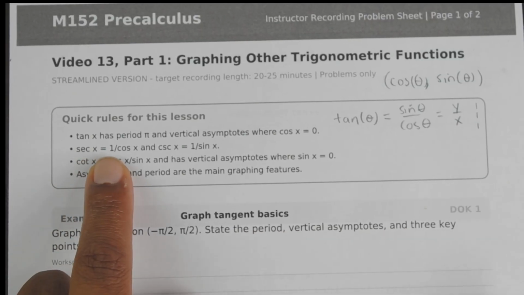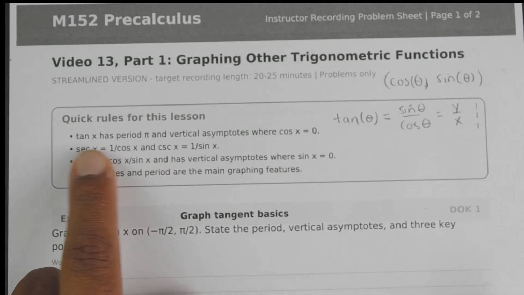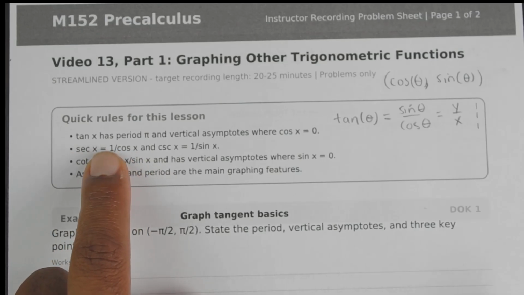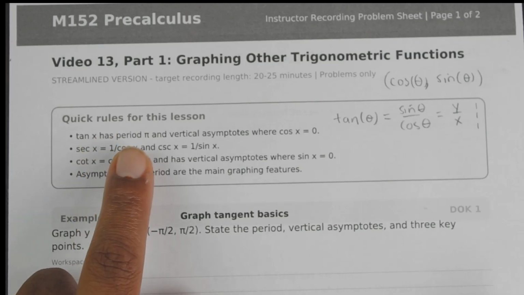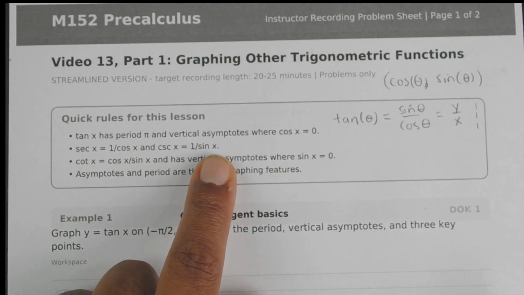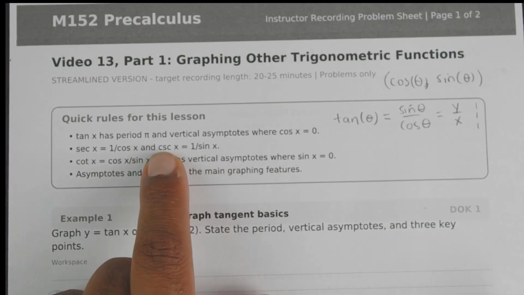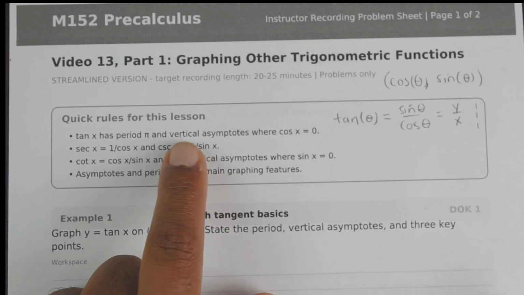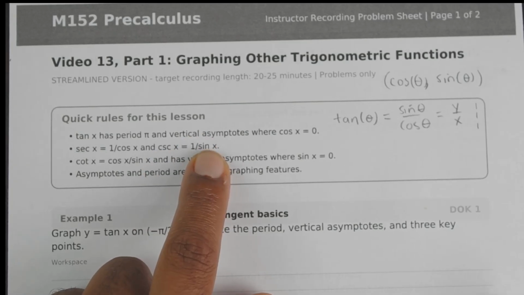Secant x is equal to 1 over cosine x. Notice secant x is the reciprocal of cosine, so the reciprocal of it would give you 1 over cosine x. And cosecant x is equal to 1 over sine x, and the reciprocal of sine x would give you this. So it's essentially cosecant being the reciprocal, giving you 1 over sine x, okay?